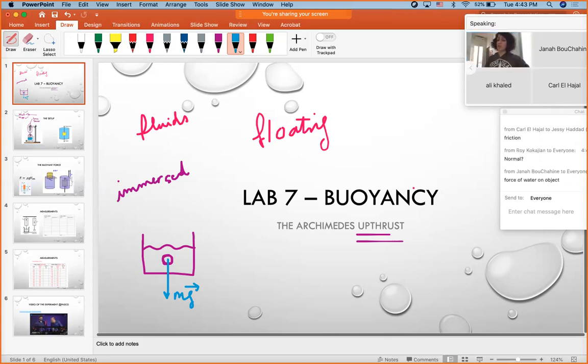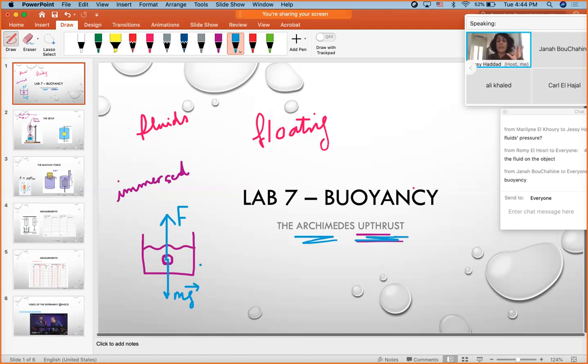Something similar to the normal, and it's the force of the water on the object. What do you call it? It's the buoyant force. Yes, not the pressure, we call it the buoyant force. So we have an upward force. It's an upthrust, the Archimedes upthrust. You can call it buoyant force or Archimedes upthrust. So we have F and mg.